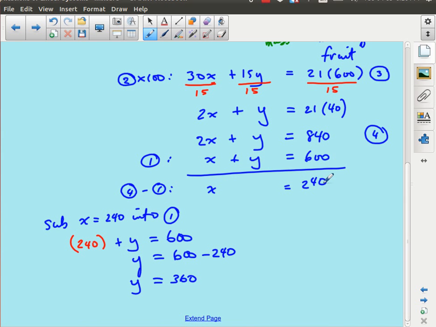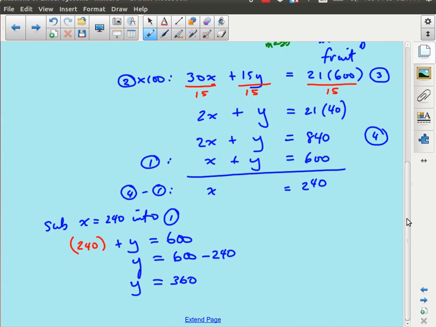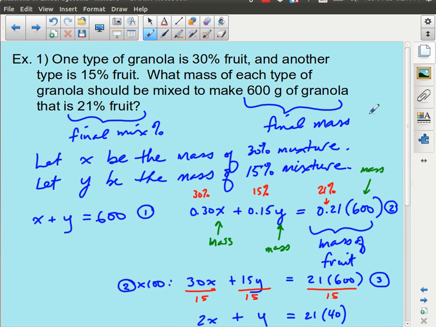Those masses, 240 and 360, are going to be measured in grams because we did our final mass in grams. I mentioned earlier, you've got to make sure your units are consistent. In this case, there was really only one unit we had here, which was grams. What mass of each type of granola should be mixed? So now we have our answer.